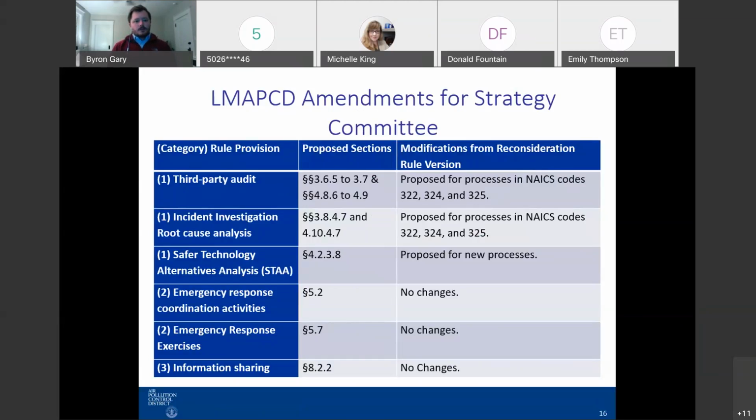For the emergency response coordination activities, emergency response exercises, and information sharing, we have not incorporated any changes from the RMP reconsideration rule. So our updates would be to what is currently in the rule. I should point out that our rule has not been amended since prior to the RMP amendments rule in 2017. So there are still additional new requirements that would be placed into the rule as a result of this if it were adopted. However, it would be equivalent to what is already required by the federal rule.